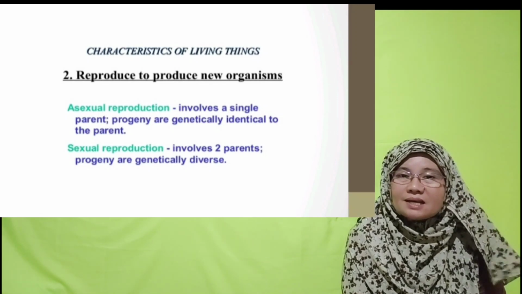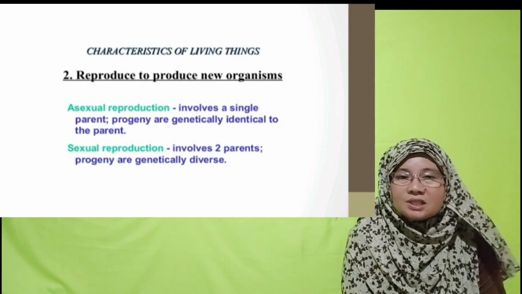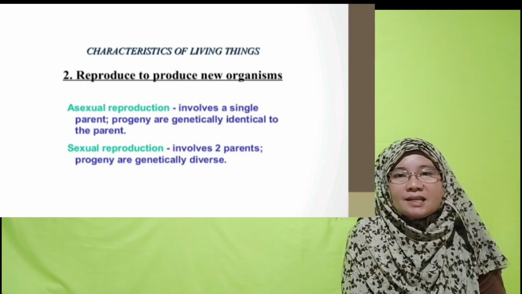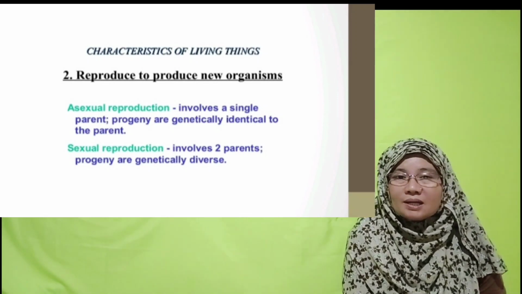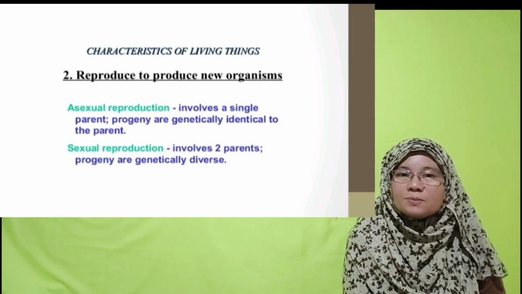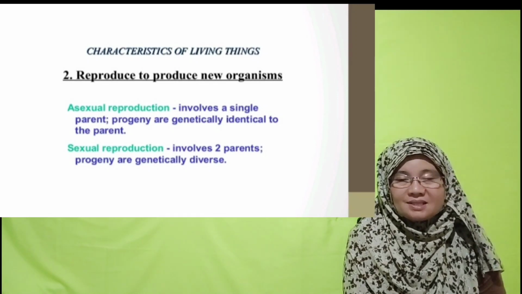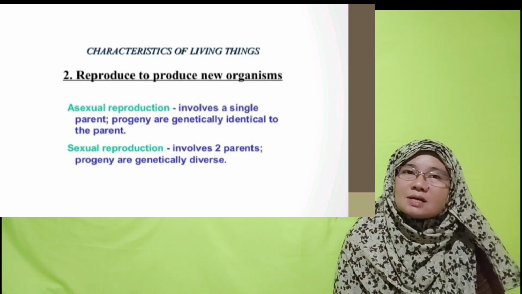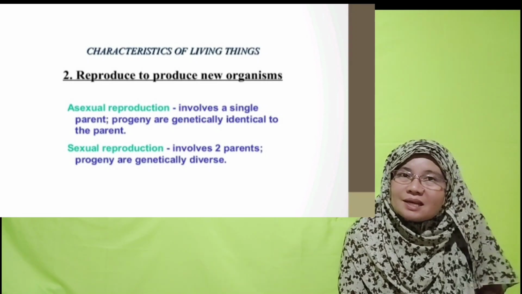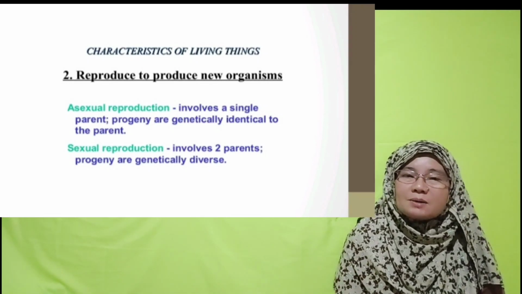First, we have asexual reproduction, which involves a single parent. Progeny are genetically identical to the parent. And another one is sexual reproduction, which involves two parents. Progeny are genetically diverse because in sexual reproduction, some of the genes come from the mother and another half comes from the father.